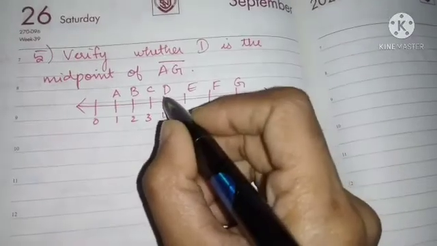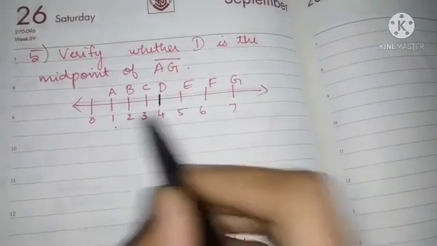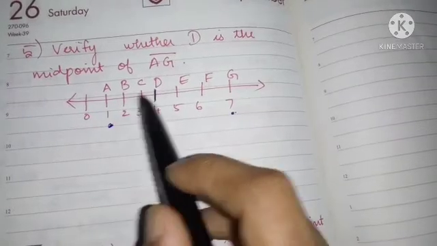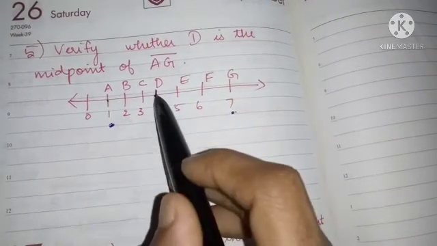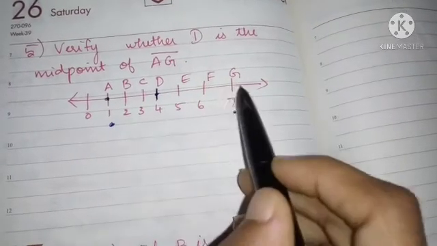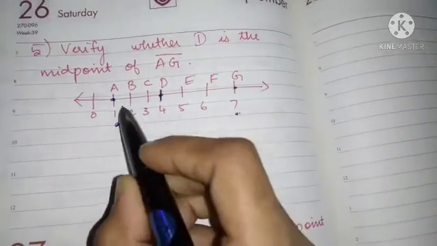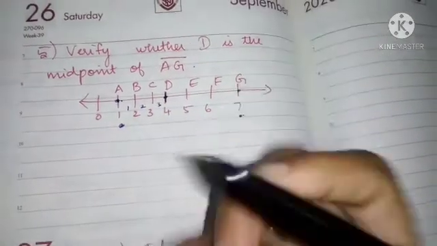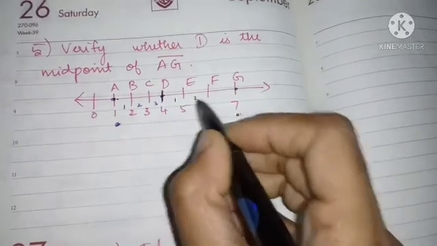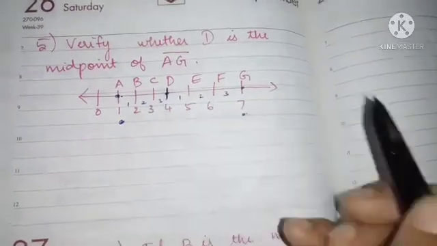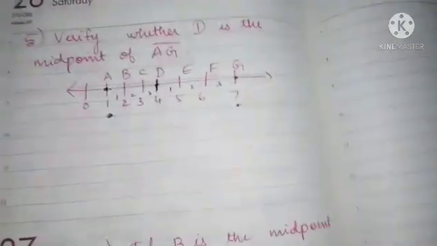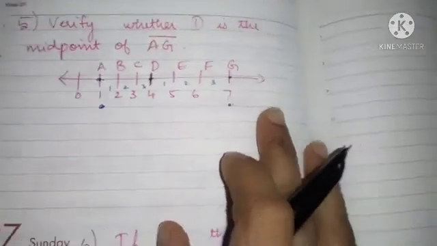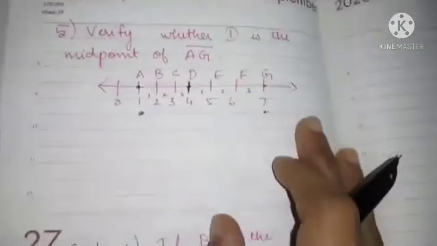D is the midpoint of AG. A is here, G is here. So in between, from A to D, how many units are there? D to G, how many units are there? 1, 2, 3. From A to D, 3 units. From D to G, 1, 2, 3. Here also 3 units. So both are equally sharing it. So D is the midpoint of AG.